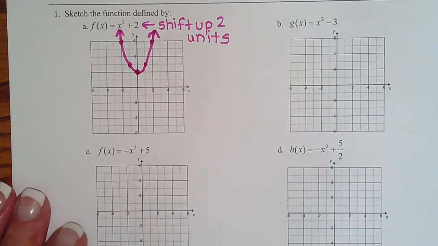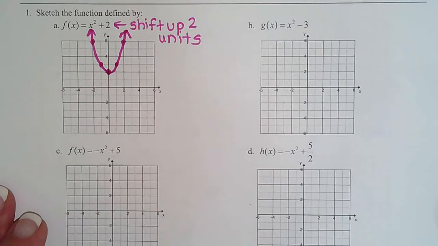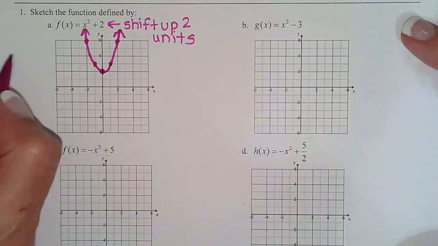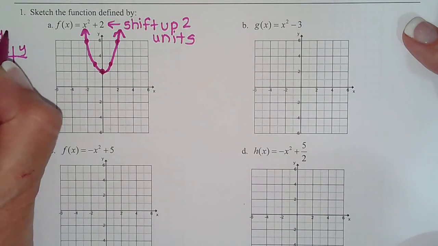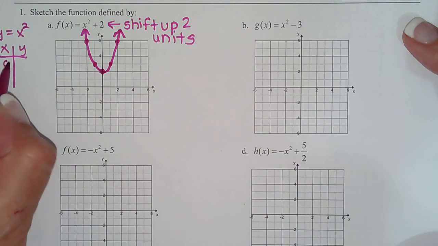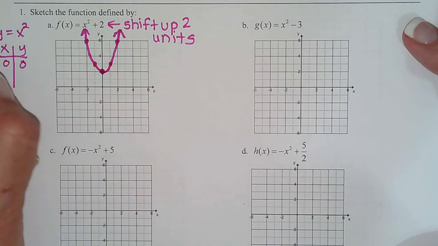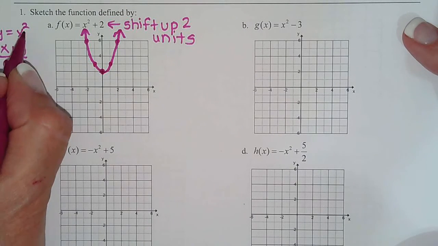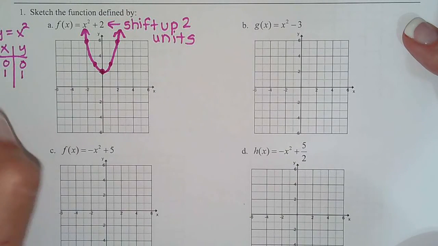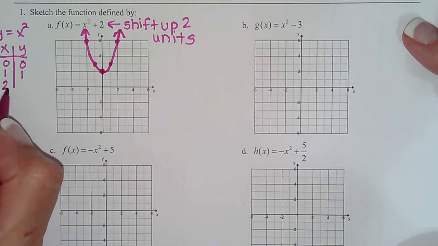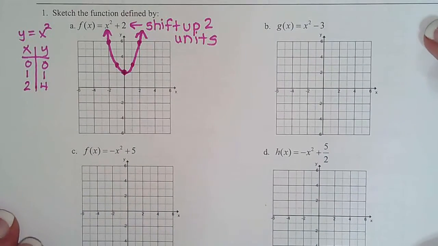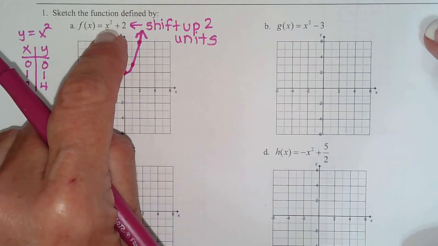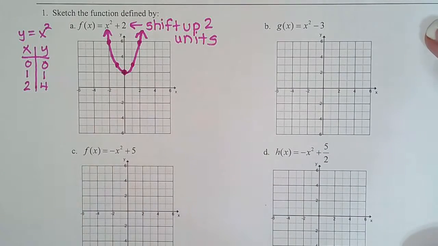So there is my beautiful parabola. I didn't have to make a t-table because I memorized the points. So if you want to put them here just to remind yourself, 0, 0. When I put 0 in for x, I get 0. When I put 1 in for x, 1 times 1 is 1. When I put 2 in for x, I get 4 because 2 times 2 is 4. So that's just the mother function, and that's what this is, the mother function, but shifted up 2.